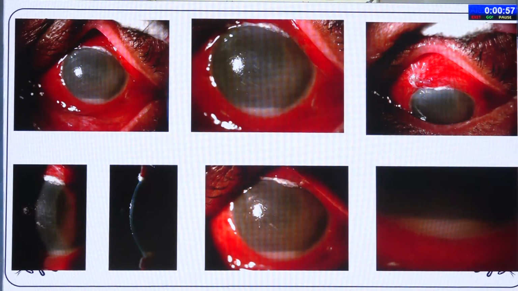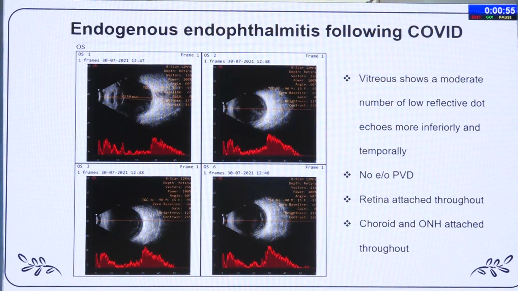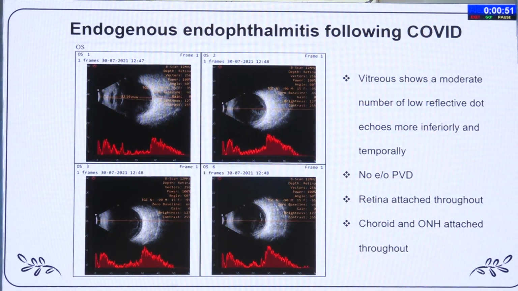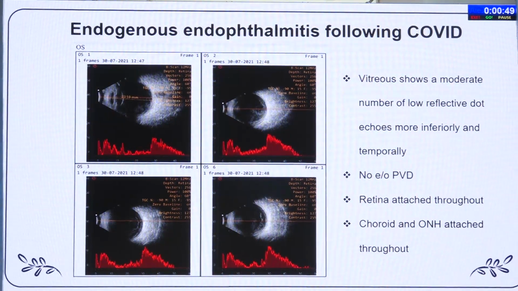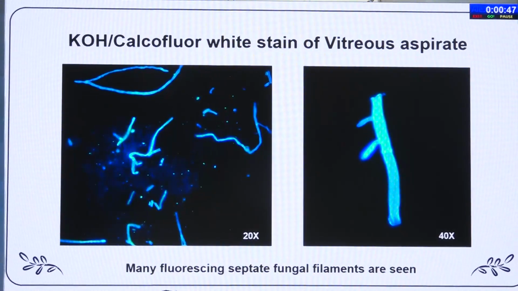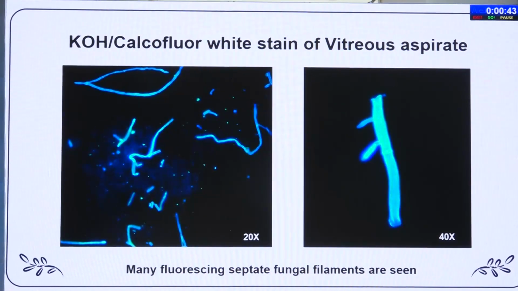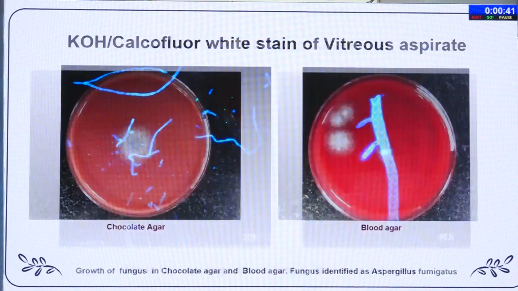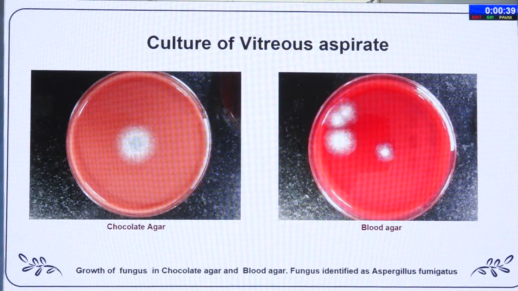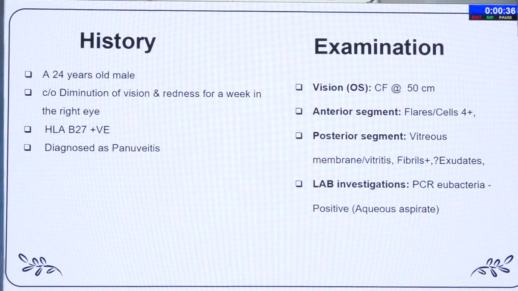and this patient had vitreous showing a moderate number of low reflective dot echoes, more inferiorly and temporally, with the retina attached throughout, and the choroid and optic nerve head attached throughout. And we did the vitreous biopsy, and it showed KOH calcofluor stain fungal filaments. The culture showed fungus on chocolate agar and blood agar.